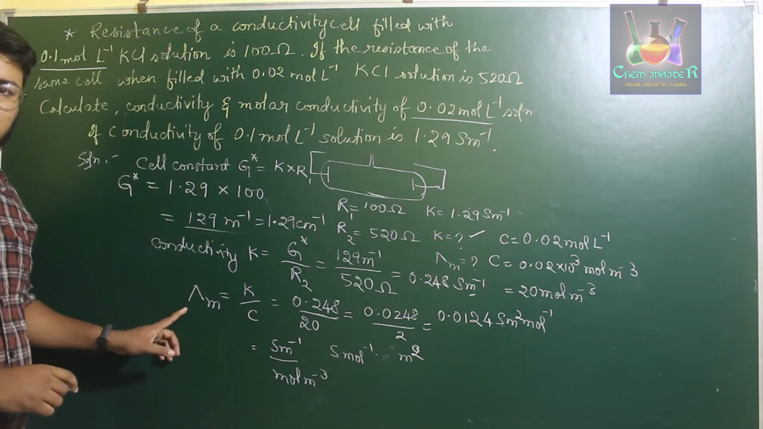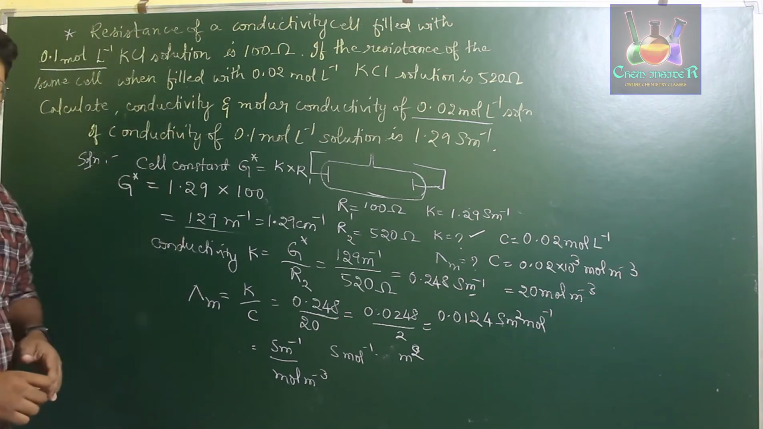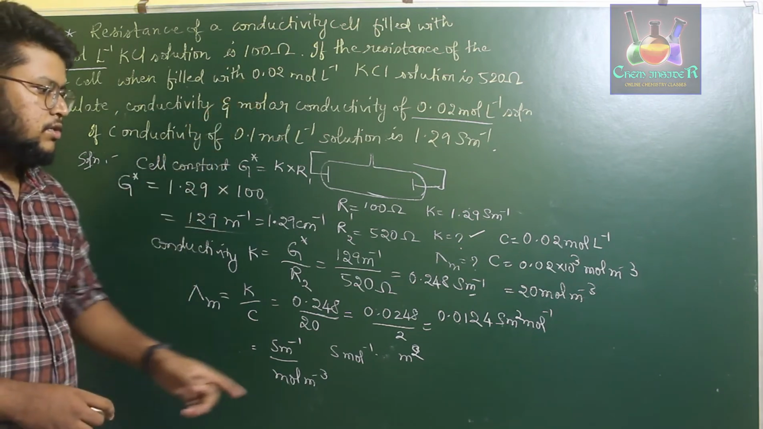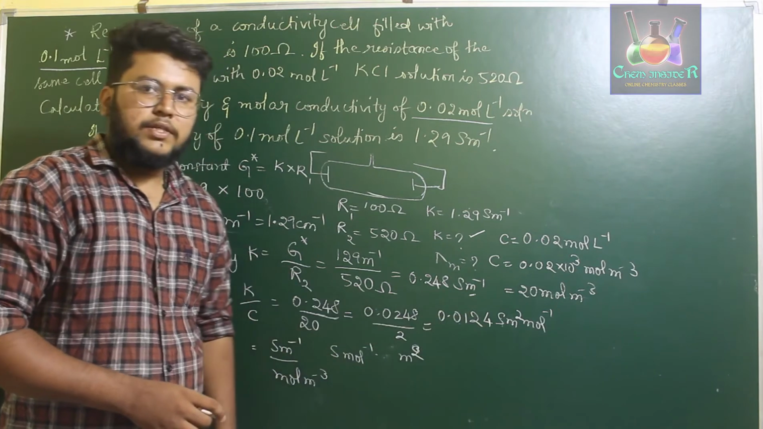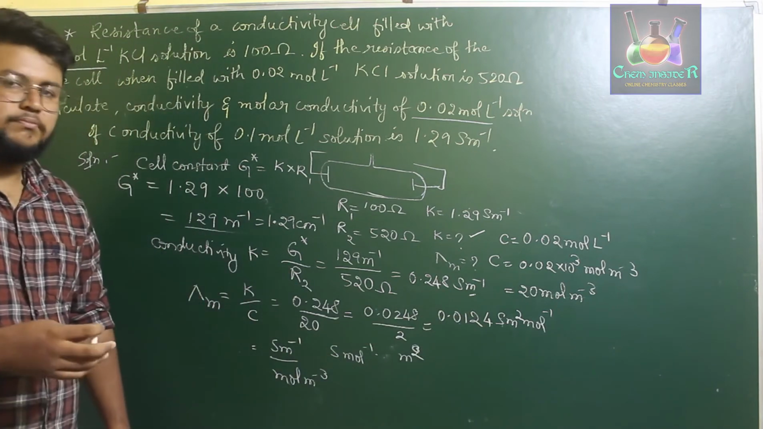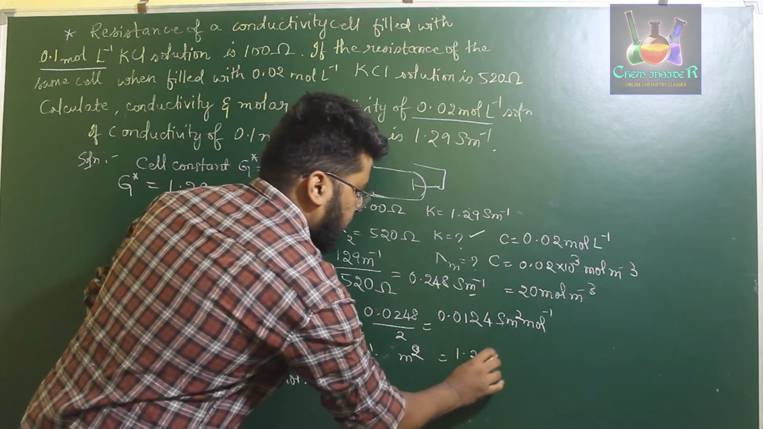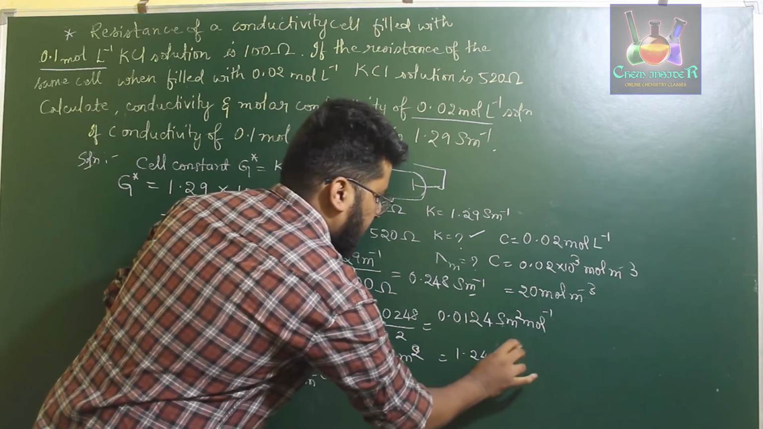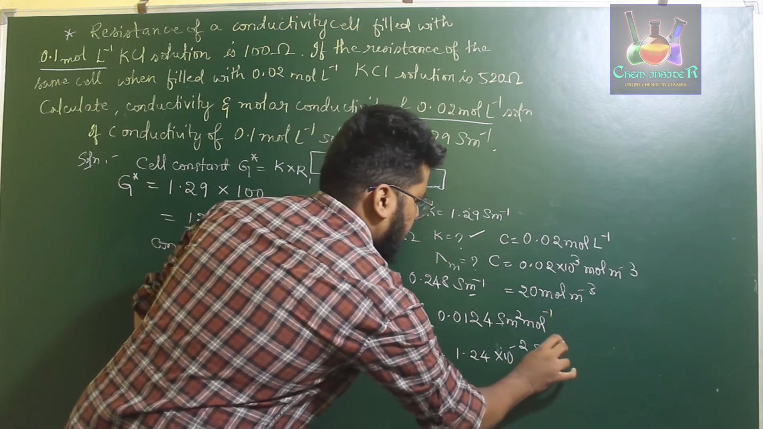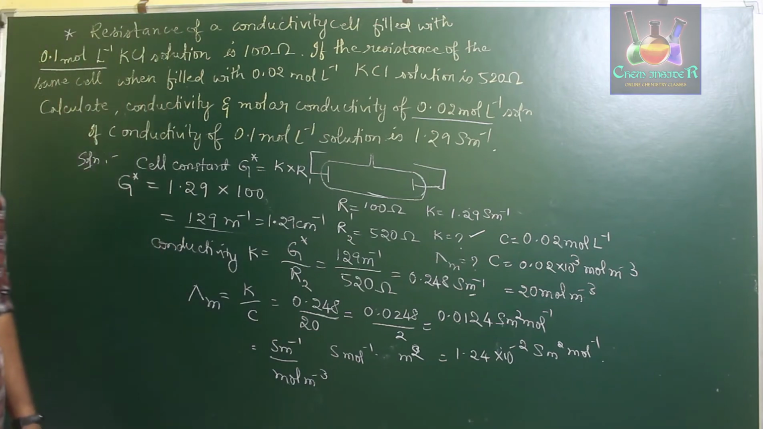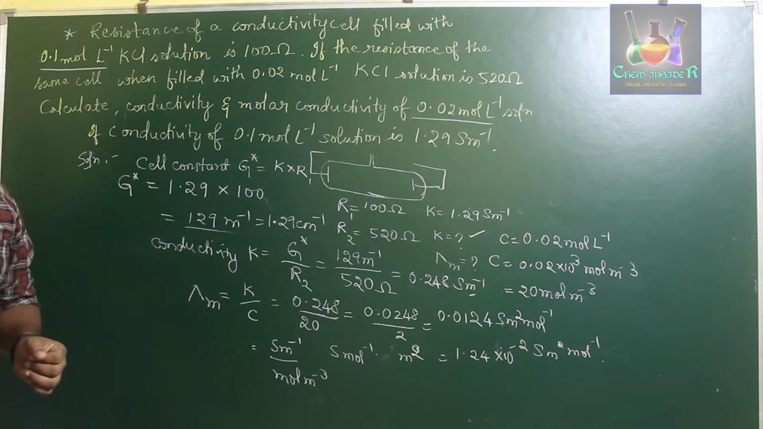So the molar conductivity of this particular KCl solution of concentration 0.02 mole per liter is 0.0124 Siemens meter square per mole. You can also write this value as 1.24 × 10^-2 Siemens meter square per mole. So this is how you calculate the molar conductivity and conductivity of a solution. I hope you have understood this problem.